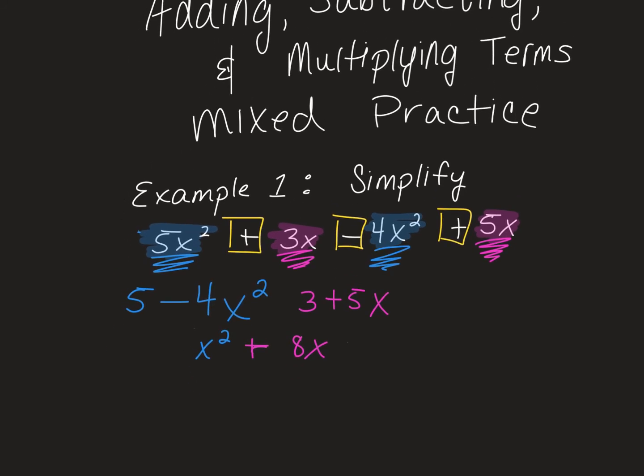I cannot combine the x to the second plus the 8x because they do not have exactly the same exponent. So the final simplified version is 8x squared plus 8. And again, the reason that I knew I was combining like terms was because of these adding and subtracting symbols in between. When you have adding and subtracting, you are simply combining the variable and exponent that are exactly the same.